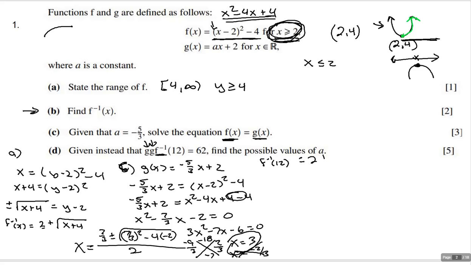f inverse of x is equal to 2 plus the square root of x plus 4, yeah? So if we put a 12 in there, what's 12 plus 4? 16. What's the square root of 16? 4. And what's 4 plus 2? 6. So if I put in a 12, a 6 is going to come out. Okay?